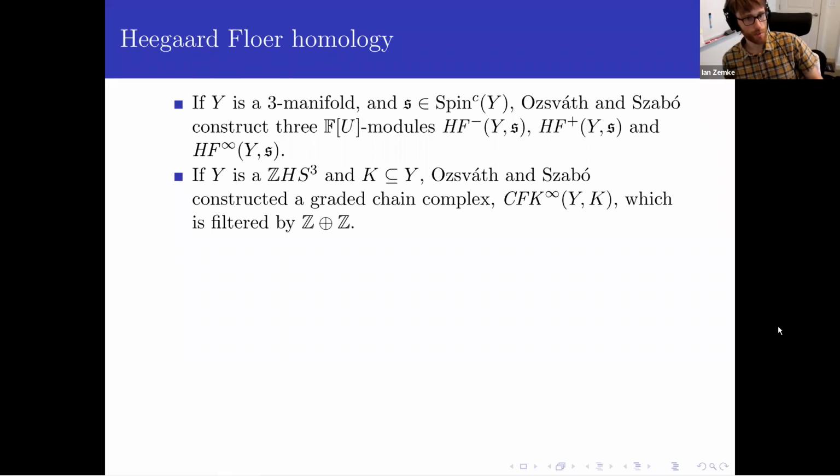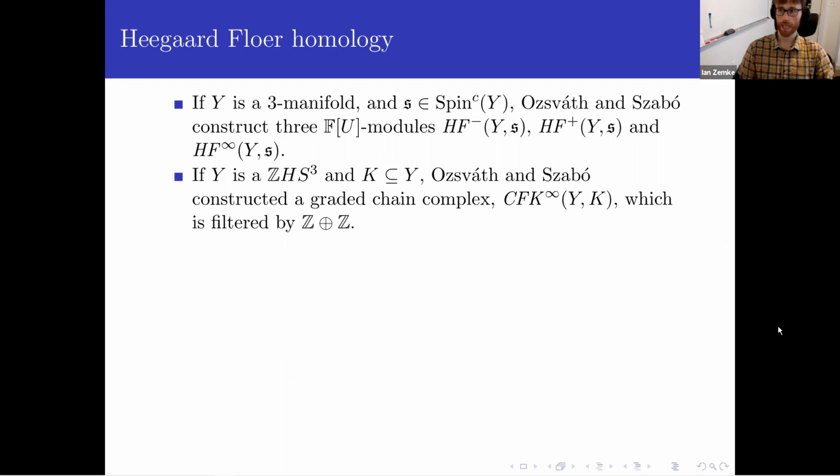If Y is an integer homology 3 sphere, we have a knot in Y. It can be really good to study this refinement of Heegaard Floer homology called knot Floer homology. We can think of this as ordinary Heegaard Floer homology, the chain complex, but with an extra filtration associated to the knot. We take the chain complex for Y, we have a knot in it, and it gives us some extra structure on the chain complex.